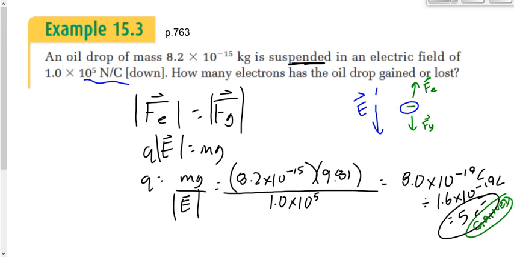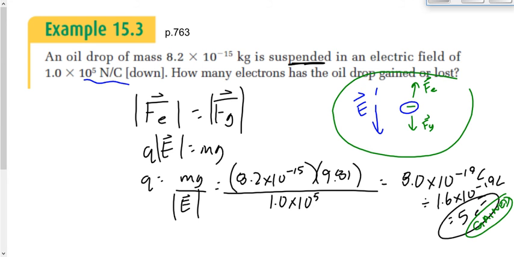Whenever you get a question like this, draw out that picture. They'll give you the direction of the electric field. Okay, if it's suspended, we know the electric force has to be upward to oppose gravity. If the electric field was upward, it would be positive. If it's downward, it's negative. Positive, it loses electrons. Negative, it gains electrons.